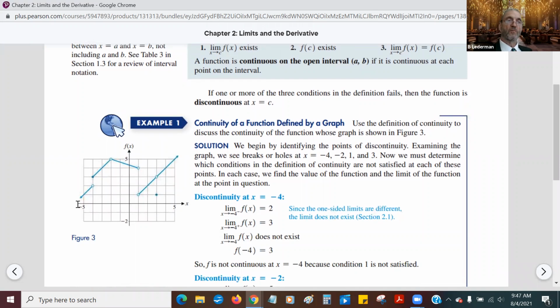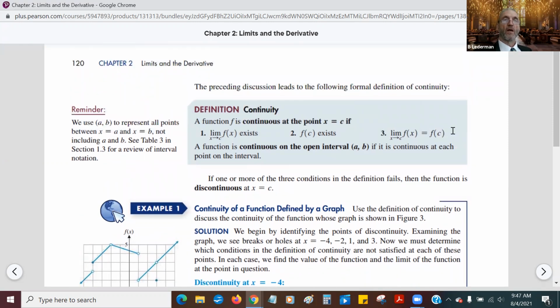See over here, f of, what is that, -4? f of -4 exists, but it's not the limit as x approaches -4 from the negative side. You see what I'm saying? Now, let's look over here. When x equals +3, f of +3 exists, is that dot right there, but it's not equal to the limit as the function approaches 3. So that's why you need this third condition.